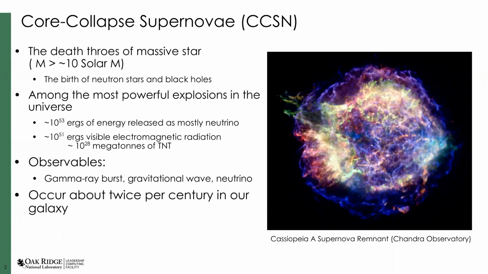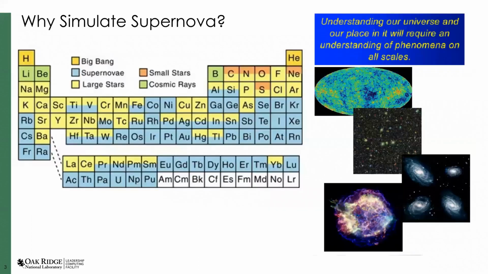So core collapse supernova have been associated with the production of gamma ray bursts. They produce gravitational wave signatures, which we hope to be able to detect soon with detectors such as advanced LIGO. So these events, core collapse supernova, happen about twice per century in our galaxy.